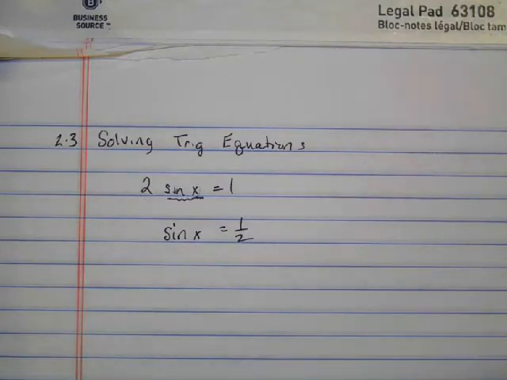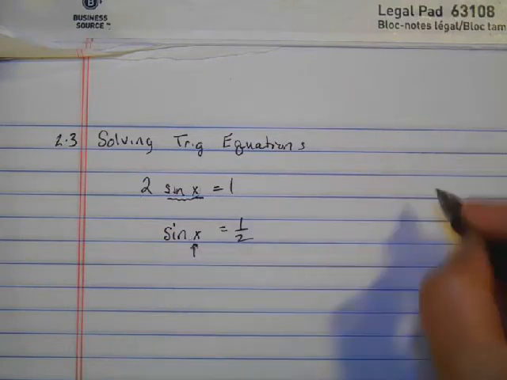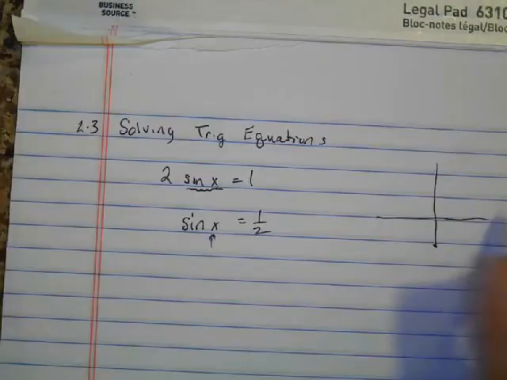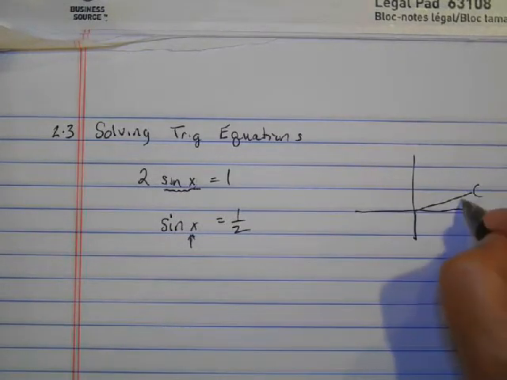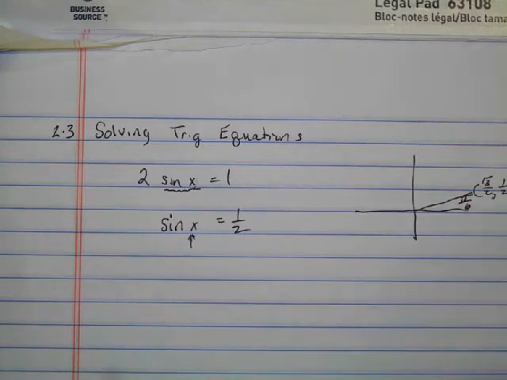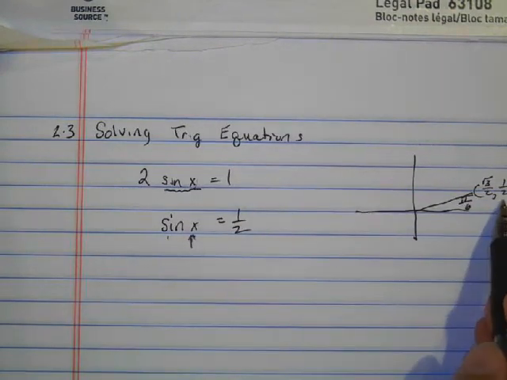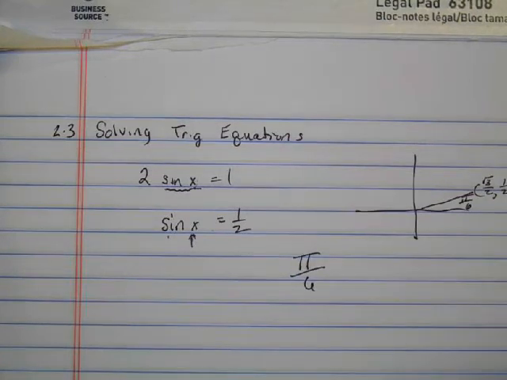So now I'm trying to think, okay, what angle would I need to put right here where I would get 1/2 in the sine spot? And if you think about the unit circle, right here at pi over 6, the ordered pair is square root of 3 over 2, 1/2. So sine is 1/2 at that spot. So sine is going to be positive 1/2 at pi over 6.